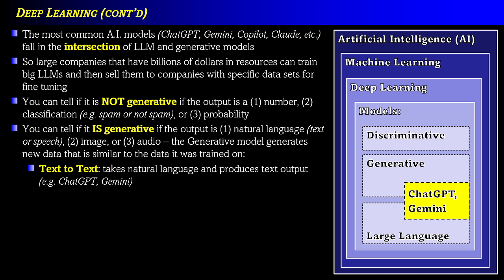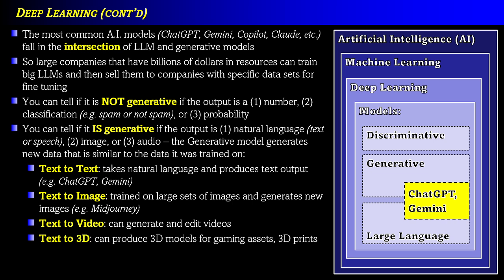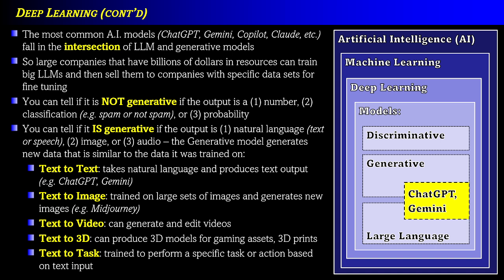So text to text, taking natural language in and producing text output. This is a very common use of ChatGPT, Gemini, and Claude. Text to image, where we train on large sets of images and then generate new images. Midjourney is an example of this. Text to video, where we can generate and edit videos. Text to 3D models, producing 3D models for gaming assets or 3D printers. Text to task, training to perform a specific task or action based on text input.